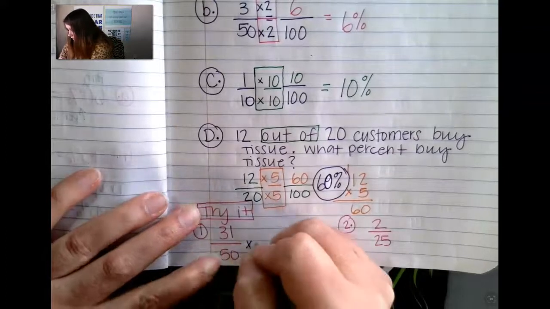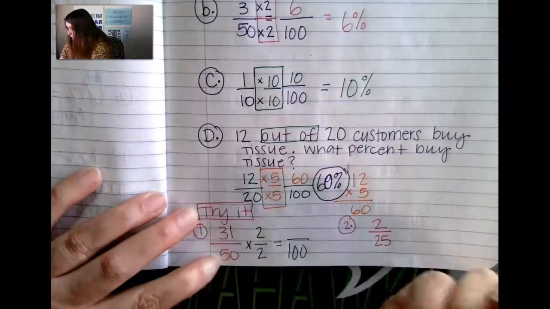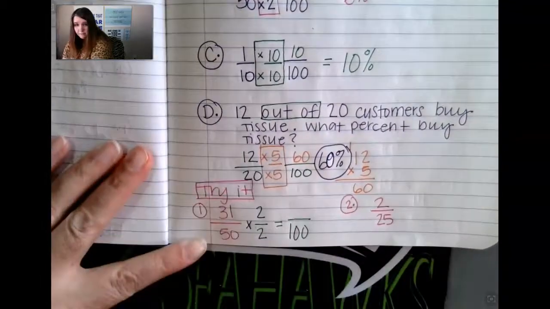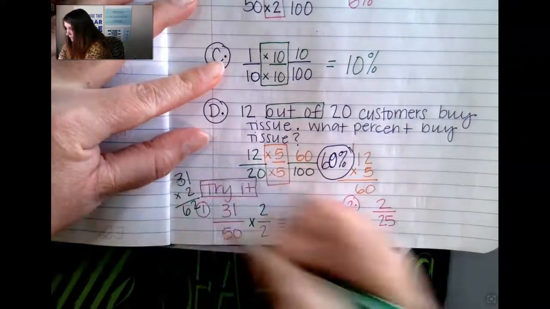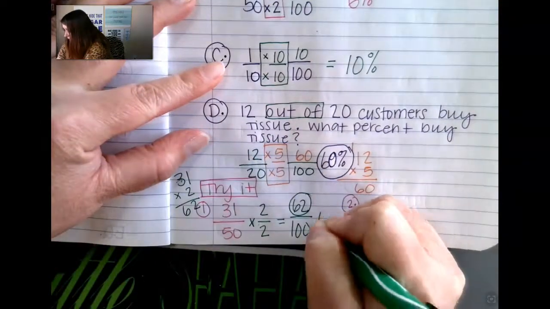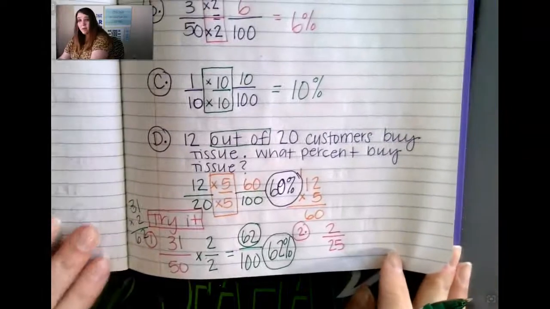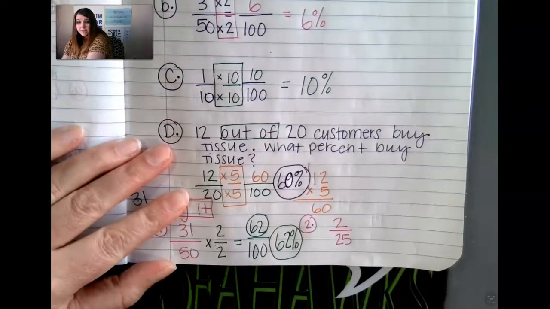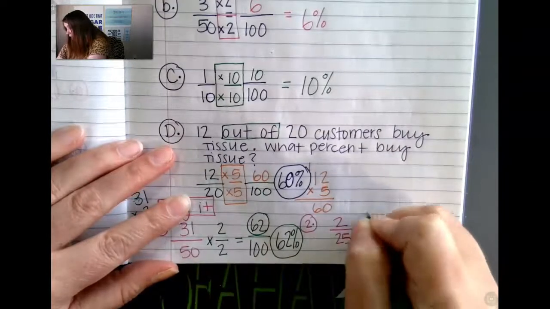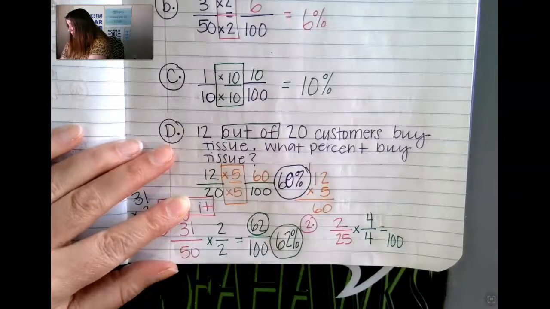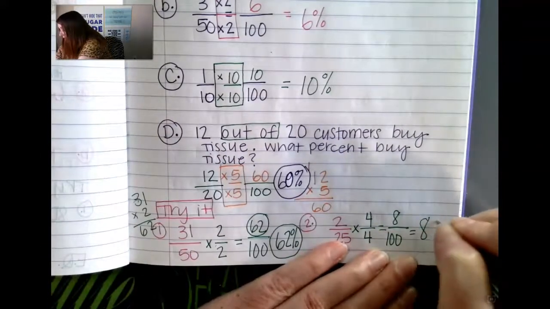All right, well, 50 times 2 gets me to 100. And so 31 times 2, I can do that over here. 31 times 2 is 62. So 62 is my number over 100, so 62%. All right, next one. Okay, well, I know that there are 4 quarters in a dollar, and so if I have 25, I know that I'm going to be multiplying by 4 to get to 100. Okay, 25 times 4 is 100. 2 times 4 is 8. So my percentage is 8%.